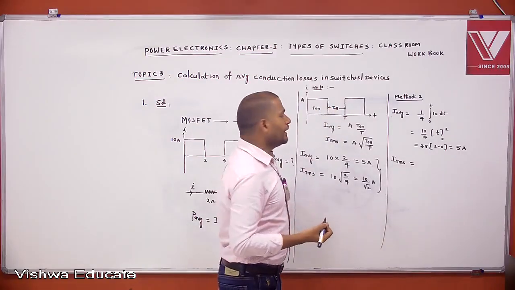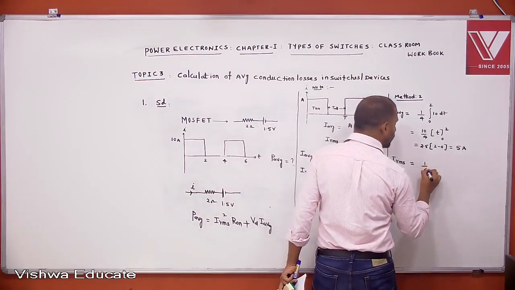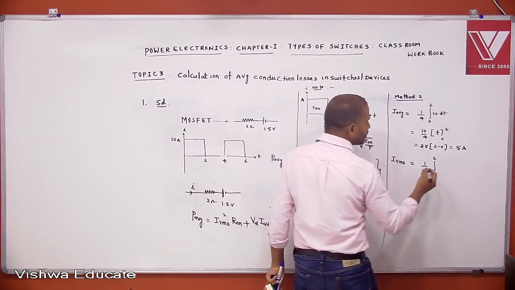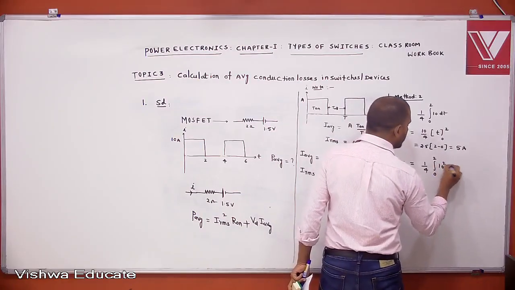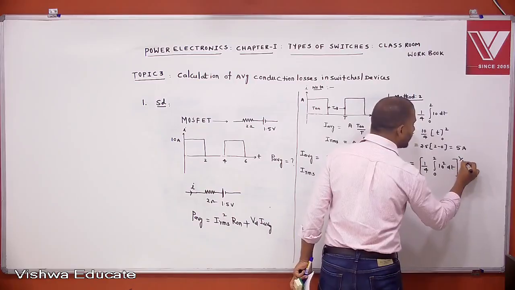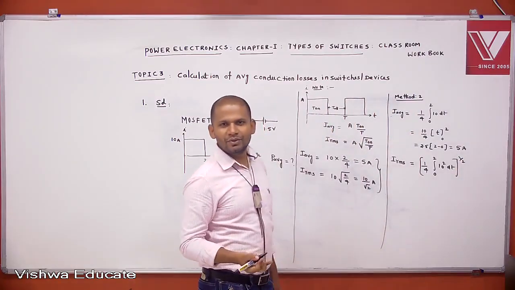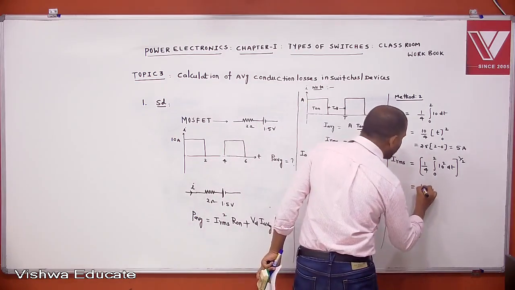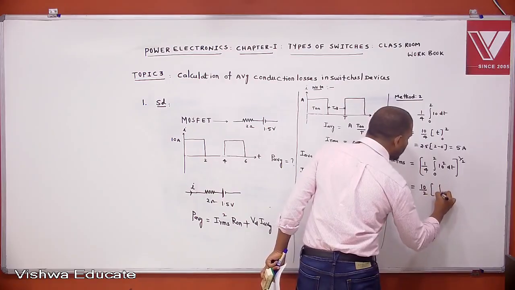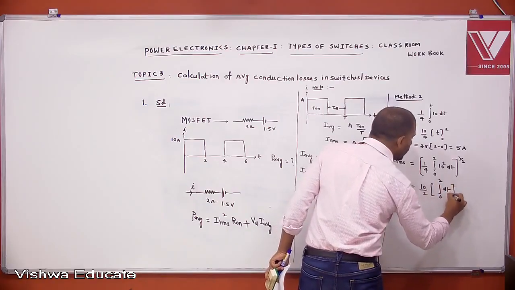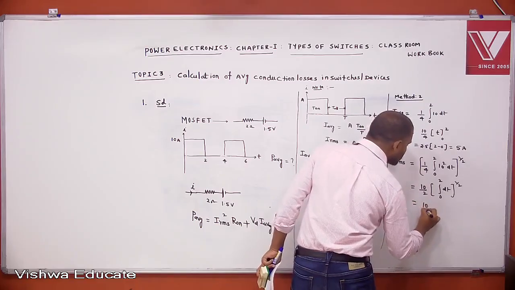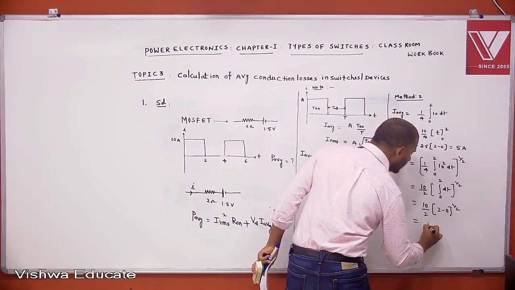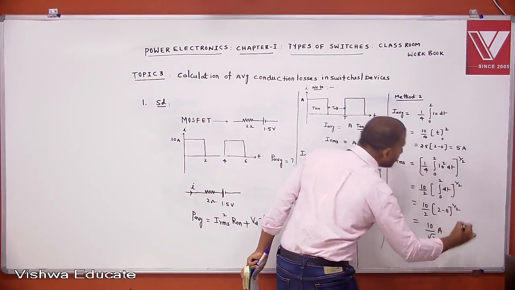I RMS equal to 1 by 4 integral 0 to 2. RMS means square, so first square this one: 10 square dt, whole to the power of 1 by 2. Those are the fundamentals, average and RMS. Then what do you get? 10 by 2 integral 0 to 2 dt, whole to the power of 1 by 2. Integrate and substitute the limits. Then 2 minus 0 whole to the power of 1 by 2. Then you get 10 by root 2 amperes.